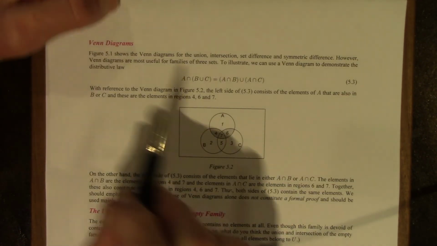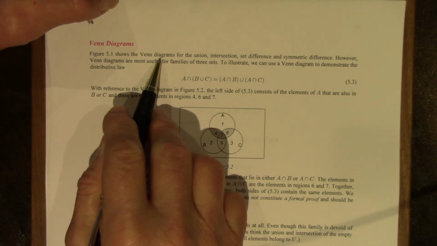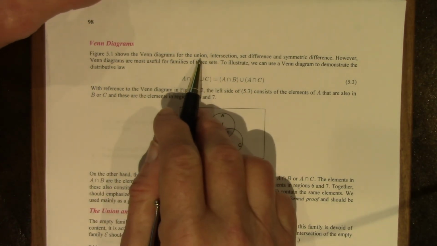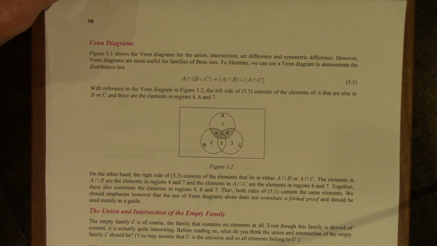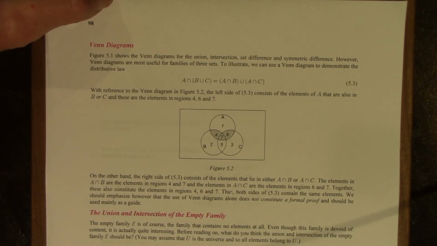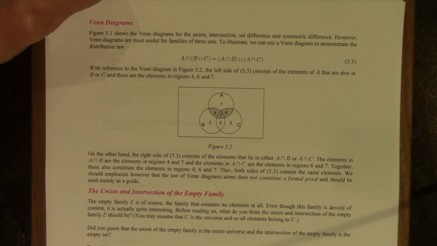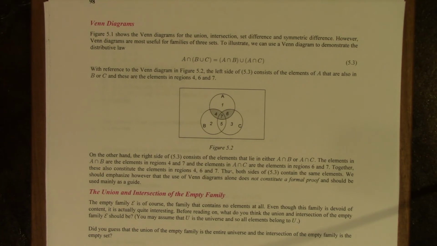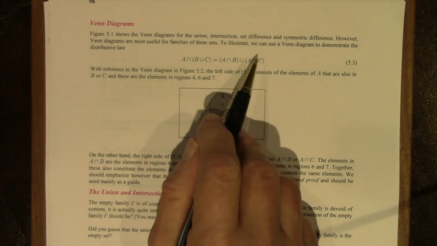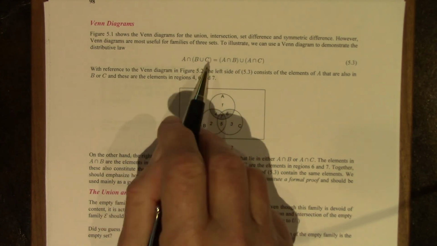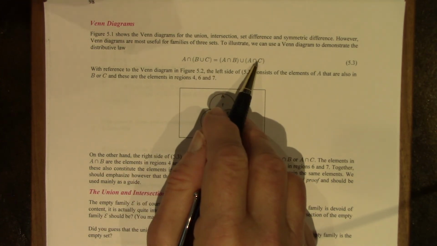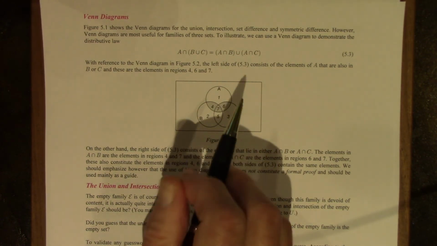We've seen the use of Venn diagrams in an earlier figure to describe the union, intersection, set difference, and symmetric difference. But Venn diagrams involving two sets are fairly limited, not terribly much use beyond what we did use them for. Venn diagrams really come into their own when you have three sets. And just to illustrate, we can use a Venn diagram to demonstrate the distributive law. So here's the picture. We have three sets.